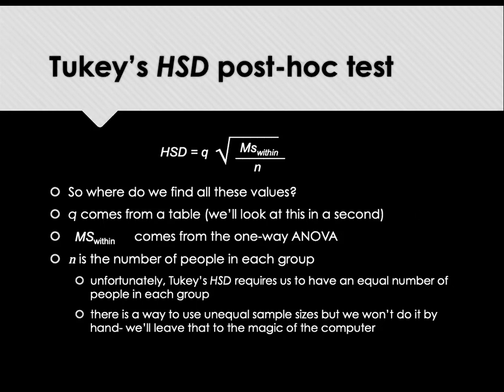A side note about that. Unfortunately, Tukey's HSD requires us to have an equal number of people in each group. There is a way if you have unequal sample sizes. So let's say the people who did art therapy, did 10 people, and then the people who did play therapy ended up only being 9 people. That's no good for Tukey's test, but there is a way that the computer can work around that. So we're not going to do that by hand. That would be really involved, but just know that the computer can work around that.